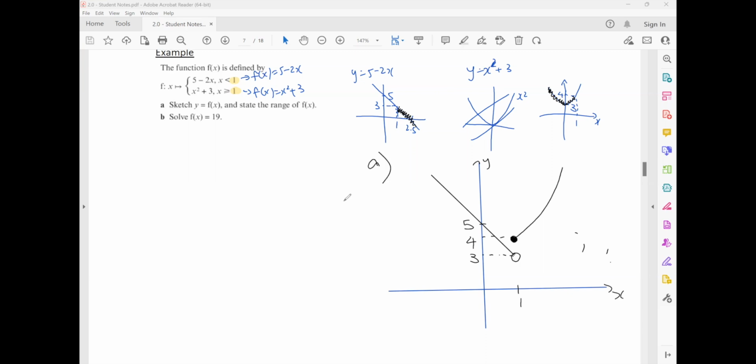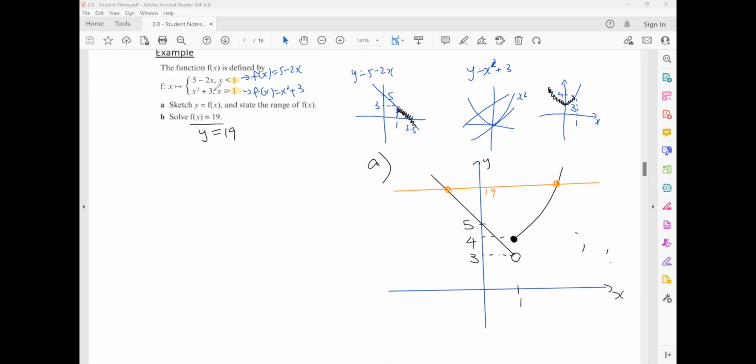Part B, solve f of x equals 19. F of x equals 19, if we put it on the graph, is the same as y equals 19. So y equals 19 is a horizontal line, like this, passing through 19. So how many solutions are there? Well, there's 1, there's another.